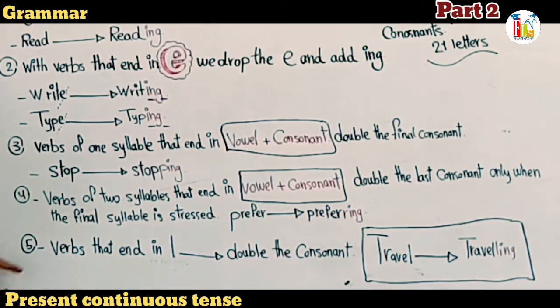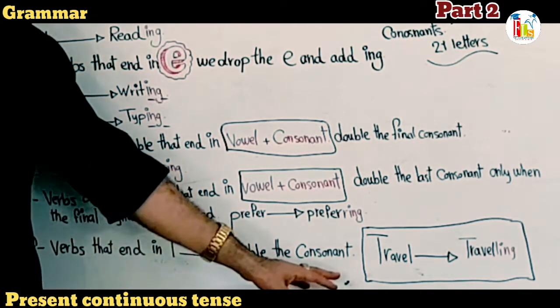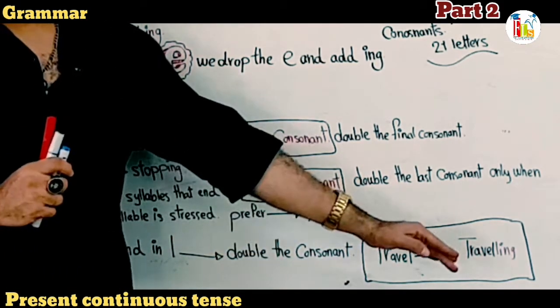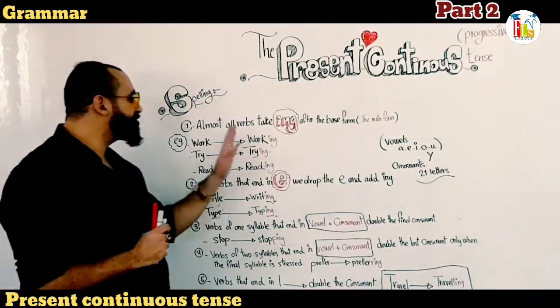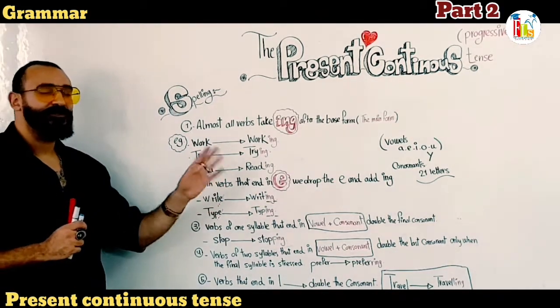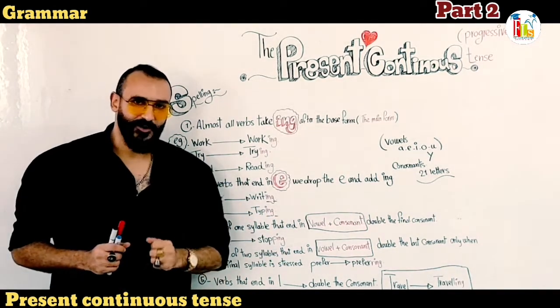5, and the last one, verbs that end in L, we double the consonant L, which is traveling. Travel is going to be traveling. It's very easy. You just need to replay this part 1, 2, or 3 times, and it's going to be like a piece of cake for you guys. Okay? Let's move on to the last part.